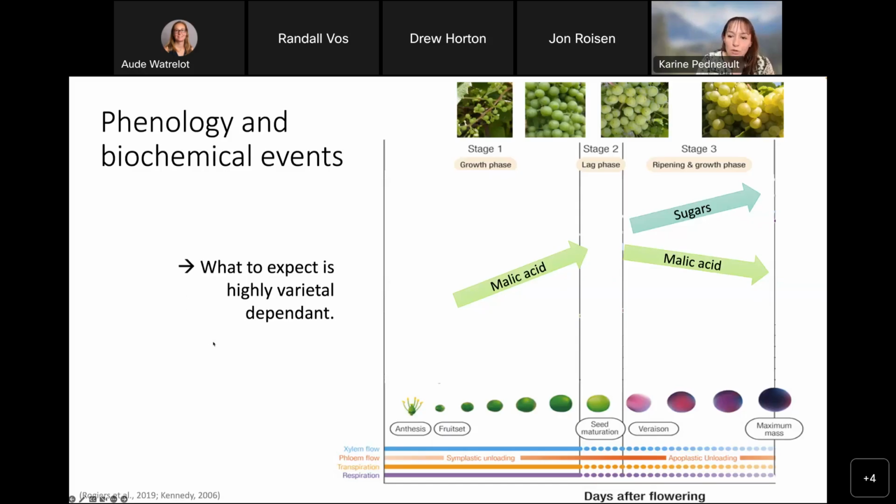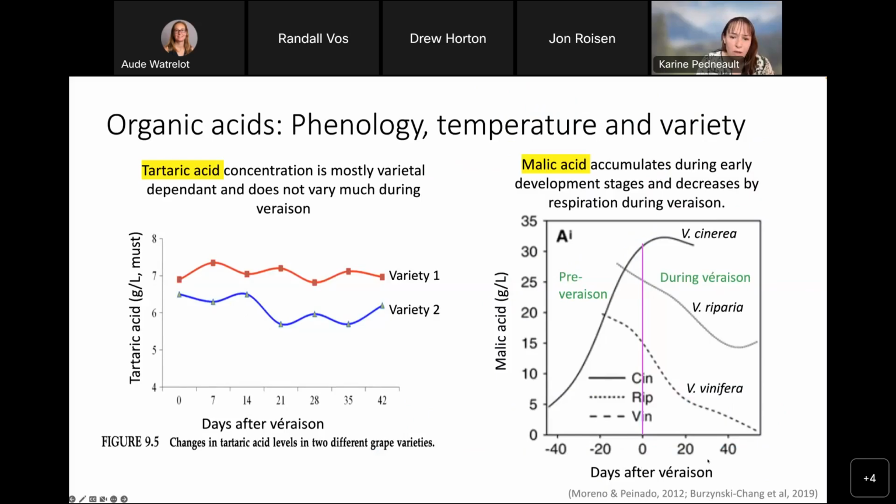What to expect from the malic acid rise and decrease is highly varietal dependent. I wanted to show you this graph with malic acid, from Burzinski and Cheng in 2019. You can see that when you compare different species of grapevine, and you know that cold hardy grapes are composed of, well, those species all crossed together, with very complex genotypes. But what I want to show you here is that Vitis vinifera will rise really high prior to veraison in malic acid and then decrease quickly, to very low malic acid concentration in the must.